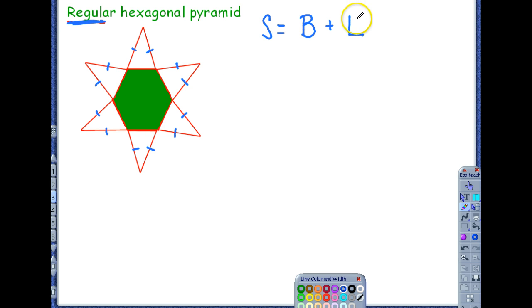Here's the deal. The lateral area is formed from all the different triangles that we have. Now, we already said all of these triangles are the same. So if I could find the area of one, then I could find the area of all of them. Now, how do we find the area of a triangle? One-half base times height. Now, I'm going to draw in its height. The height of this triangle, the lateral face, is it the same as the height of the pyramid? No, it's actually the slant height. So I'm going to make a little note.